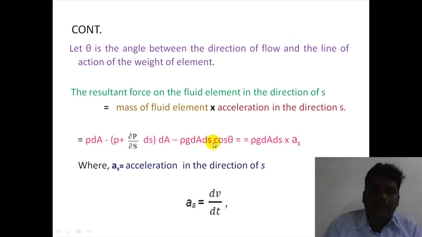We know that cos theta, the weight, is acting in the downward direction. From that, this equals rho g dA ds into as. This is the mass, rho g dA into ds, multiplied with acceleration. We get the weight of the mass into acceleration, that is the mass of the fluid element multiplied with acceleration. Now as is the acceleration in the direction s. As is equal to the change in velocity with respect to time.